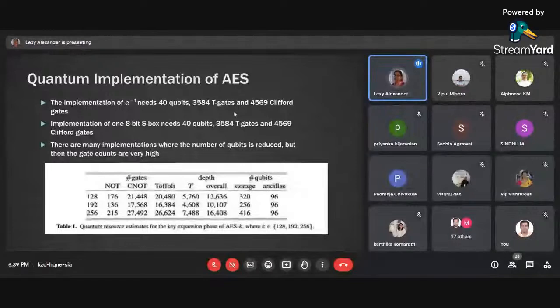Again, for the S-box implementation, there are many implementations where they reduce the number of qubits from 40 to 10 qubits, or even 9 qubits, but then the T gate count is raised to 12,000. So different implementations are there. So here these people used this implementation.